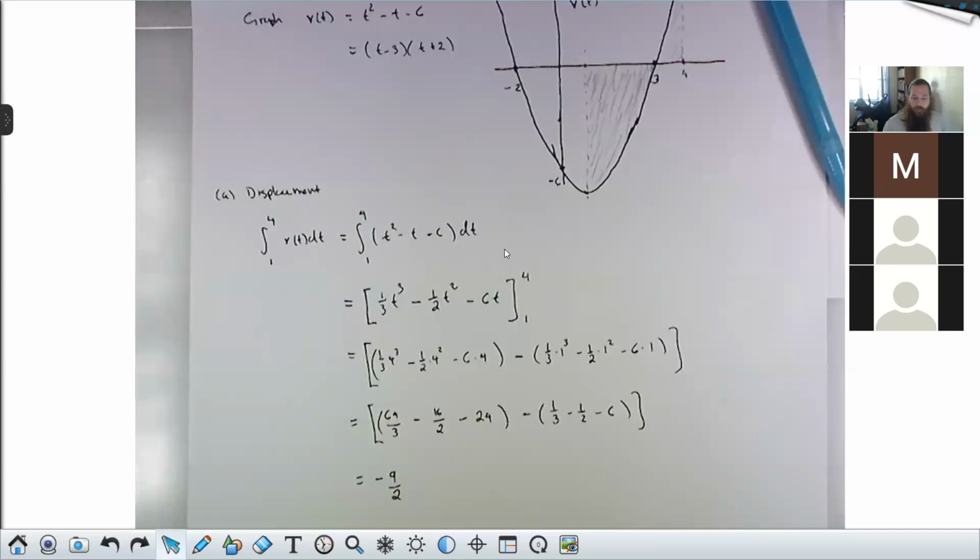Now, we didn't really need the graph for this part, did we? We could have just, when we did this computation, at no point did we have to refer back to the graph.